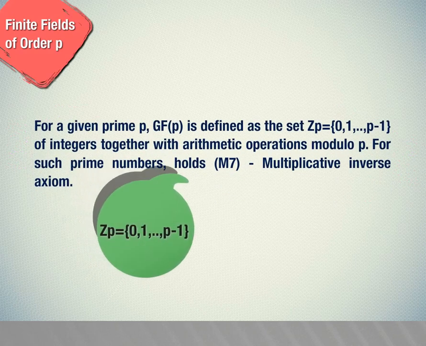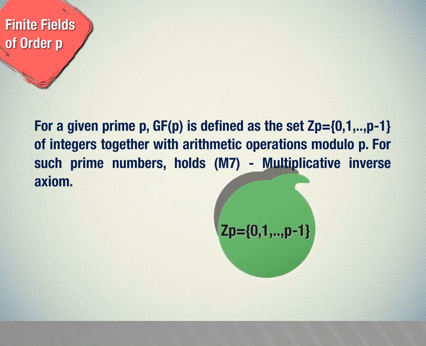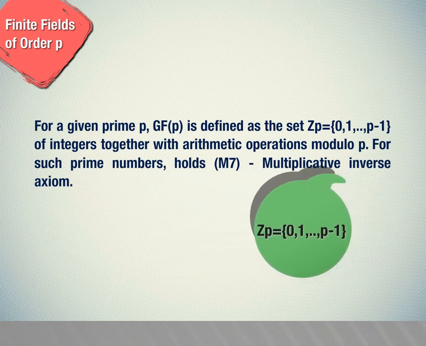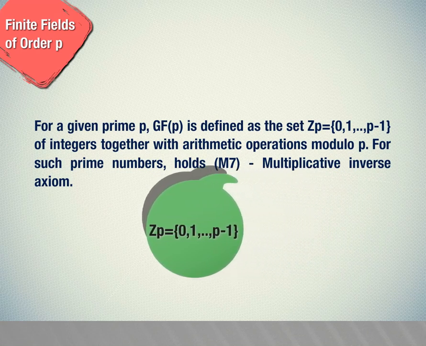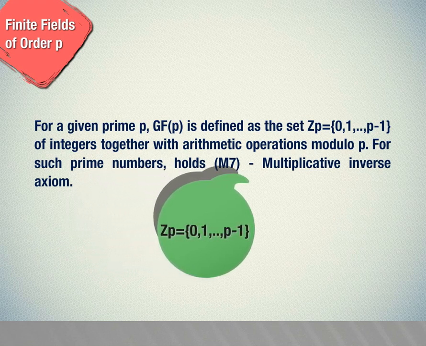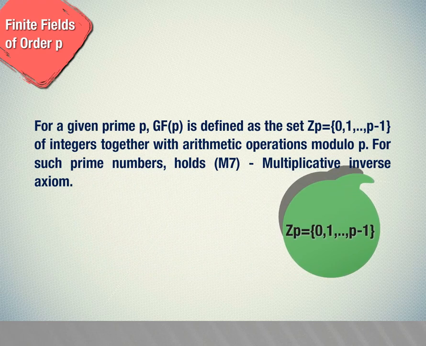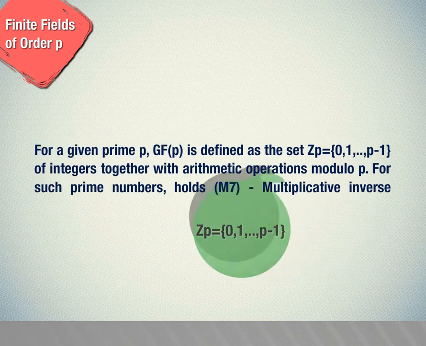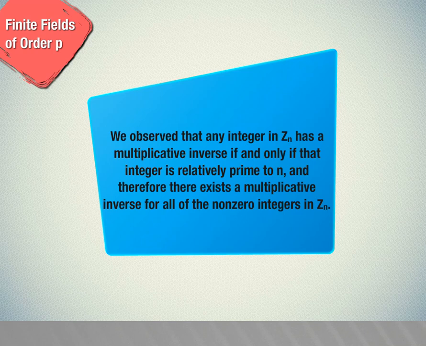Finite fields of order p. For a given prime p, GF(p) is defined as the set Zp equal to 0, 1, and so on up to p minus 1, of integers together with arithmetic operations modulo p. For such prime numbers, the M7 multiplicative inverse axiom holds. We observed that any integer in Zn has a multiplicative inverse if and only if that integer is relatively prime to n, and therefore there exists a multiplicative inverse for all of the non-zero integers in Zn.